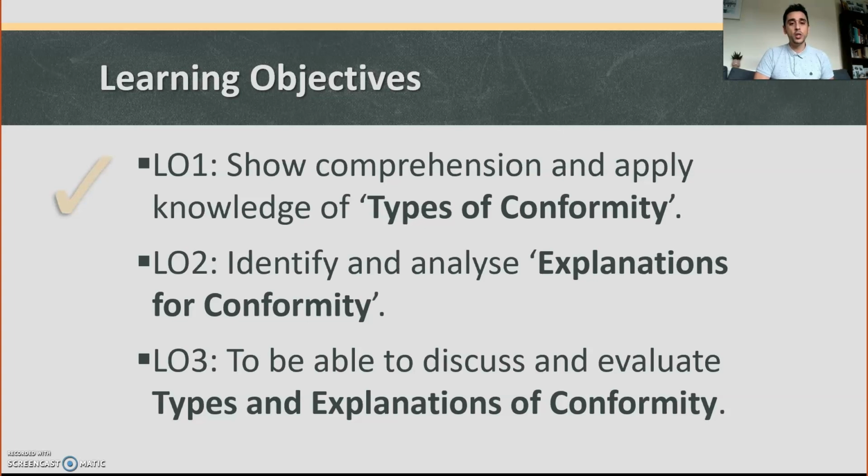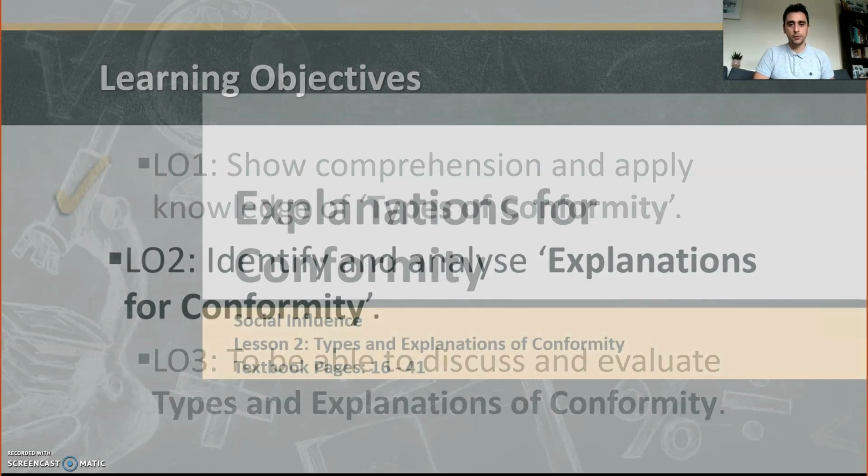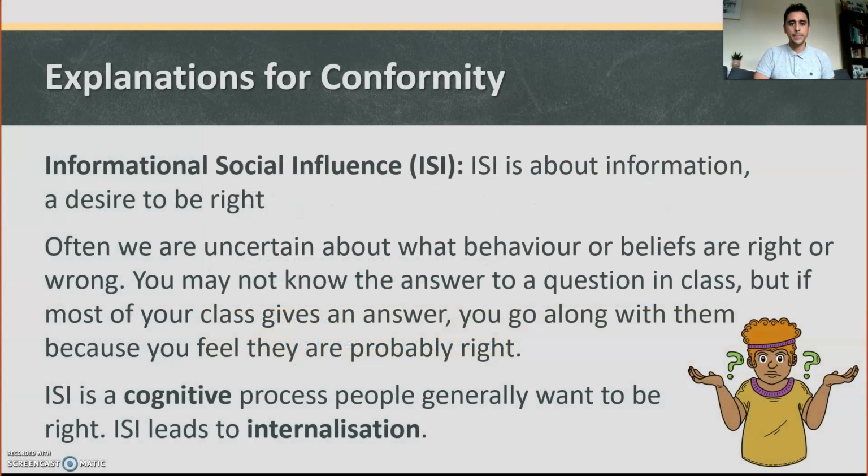Let's now have a look at explanations for conformity. Now, informational social influence, ISI, is about information, a desire to be right. Often, we are uncertain about what behavior or beliefs are right or wrong. You may not know the answer to a question in class, but if most of the class give an answer, you go along with them because you feel they are probably right.